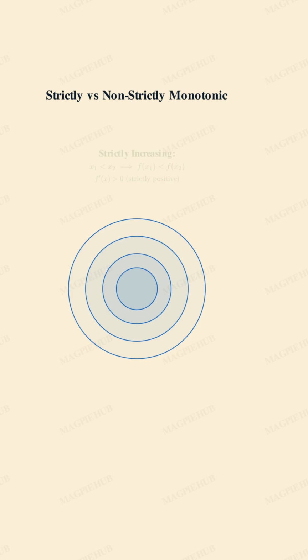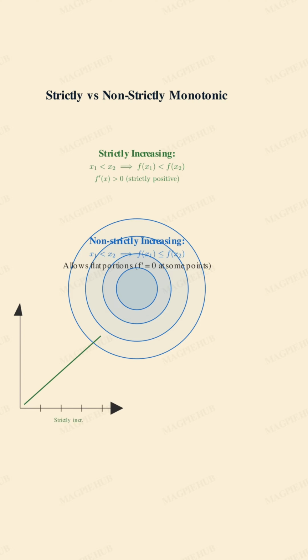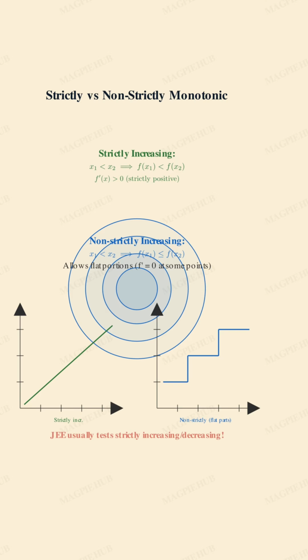Important distinction, strictly versus non-strictly monotonic. Strictly increasing means f of x1 is strictly less than f of x2 whenever x1 is less than x2. The derivative is strictly positive, the function always goes up, never flat. Non-strictly increasing allows flat portions, f of x1 less than or equal to f of x2. The derivative can be 0 at isolated points. On the graphs, left shows a strictly increasing function with no flat parts. Right shows a staircase-like function that is non-strictly increasing, it has flat segments but never decreases. In G, most problems test strictly increasing or decreasing functions.